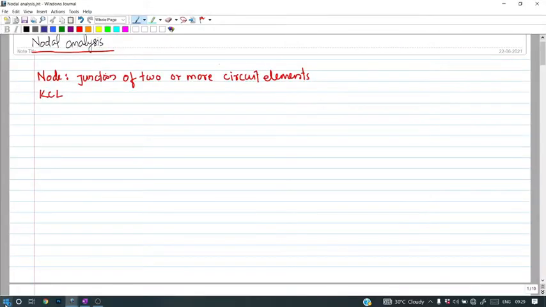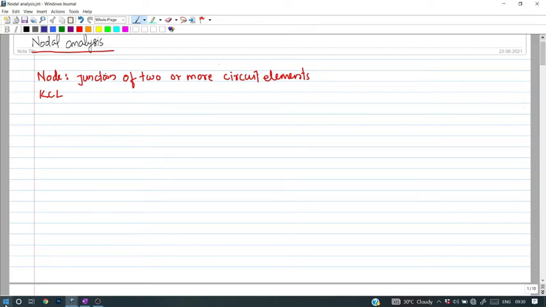In this video, we are going to see how to solve an electrical network using nodal analysis. As we know, the two popular network solving techniques in electrical engineering are mesh analysis and nodal analysis. We found that the basic law used in mesh analysis is Kirchhoff voltage law, that is KVL. Here in nodal analysis, it is based on Kirchhoff current law, that is KCL.